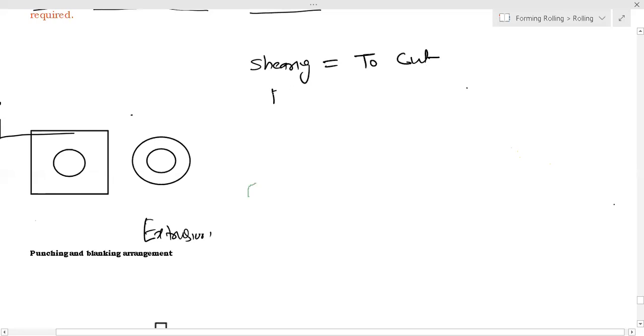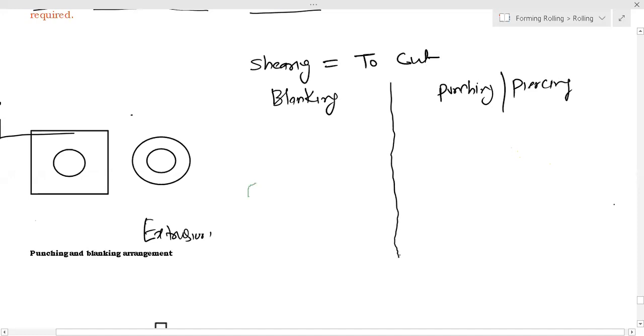So you have blanking and you have punching or piercing. So we are cutting the material now. In blanking and piercing, what is the difference? Shearing, to cut the material.